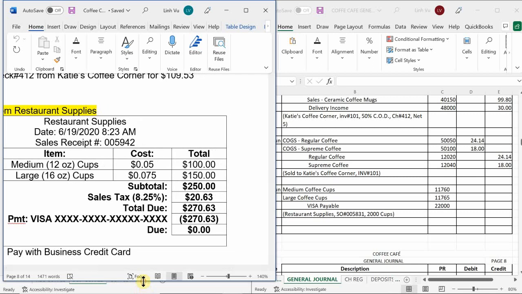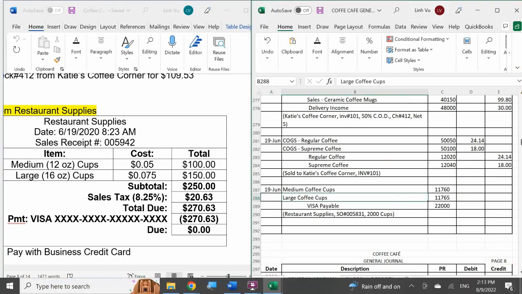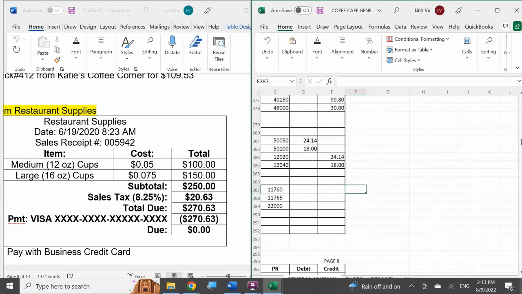So in this case, let's take a look. How much is going to go towards the medium coffee cups and how much is going to go towards the large coffee cups? Okay, so if we bought 2,000 of the medium coffee cups at 5 cents each, that gave me a total of $100, while purchasing 2,000 of the large cups gave me a total of $150, giving me a total of $250. But I got charged tax.